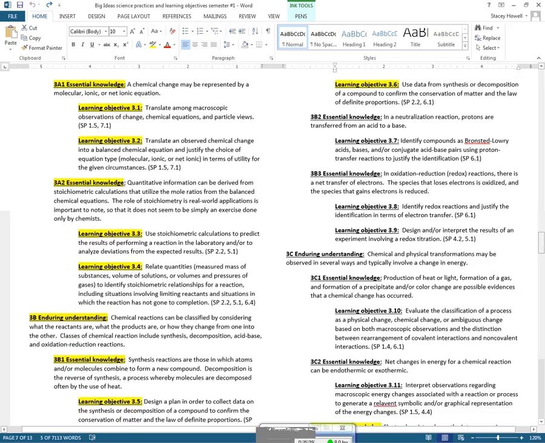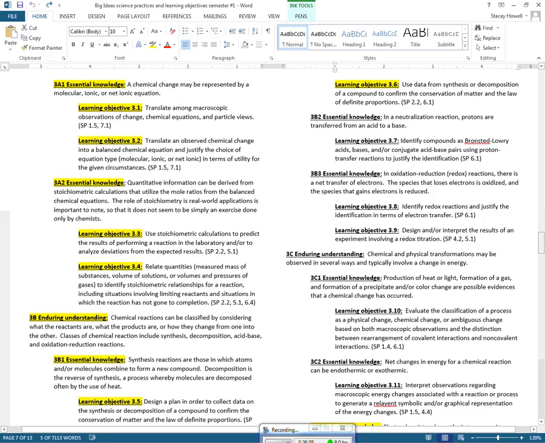Basically, be able to write equations, be able to translate those equations into particle view, be able to write a net ionic equation, an ionic equation, a molecular equation. A molecular equation is just a regular balanced equation. An ionic equation is where everything that's soluble goes into its ions. A net ionic equation is where we cancel out things that are the same on both sides. I haven't had you write a total ionic equation. You just have to realize you should be able to do that.